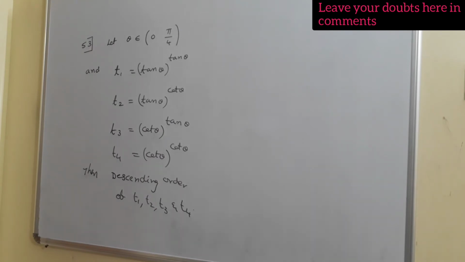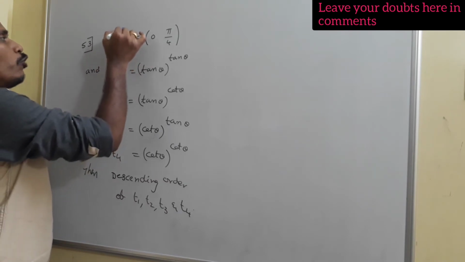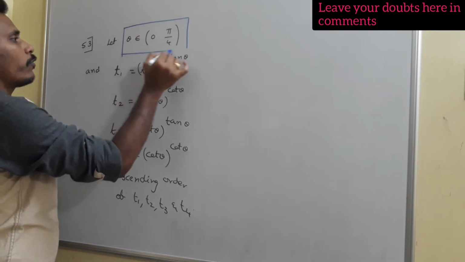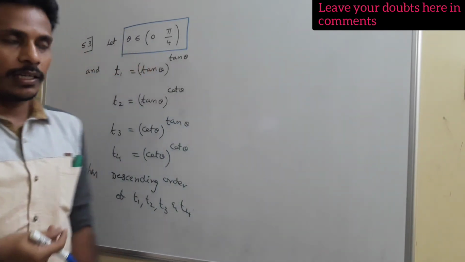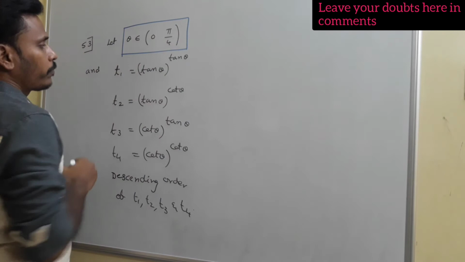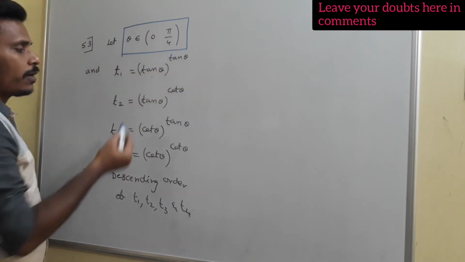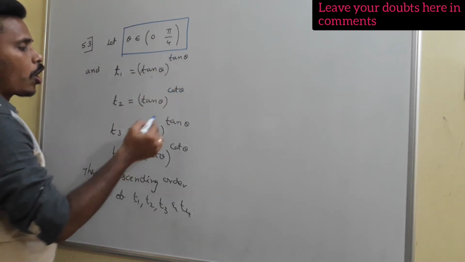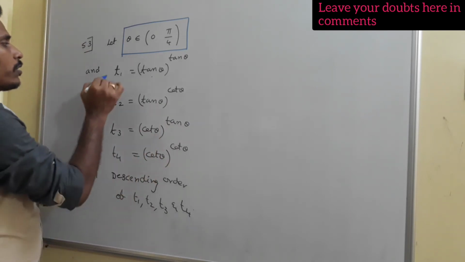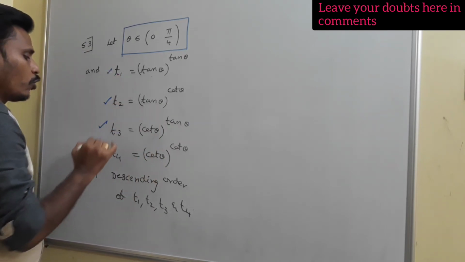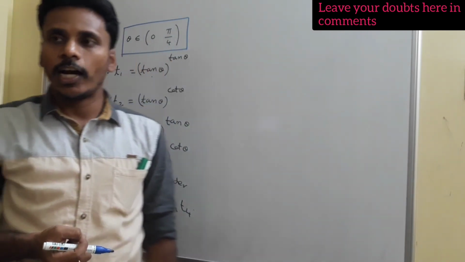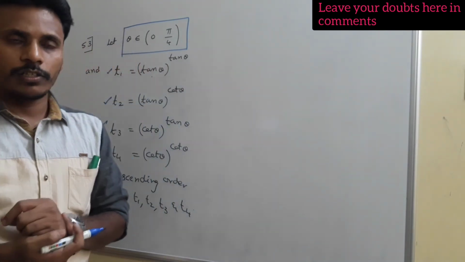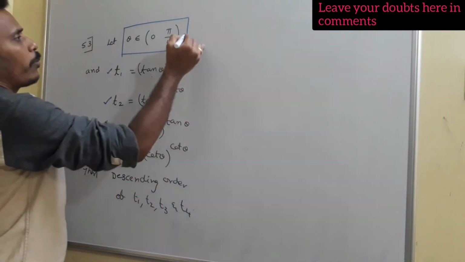Just look at the next problem. Problem 53. Theta values are in the range of 0 to pi by 4, so theta is an angle from 0 degrees to 45 degrees. Now we have tan theta power tan theta, tan theta power cot theta, cot theta power tan theta, cot theta power cot theta. We have 4 numbers, T1, T2, T3, T4. We need to arrange them in descending order, in the sense largest to smallest. Now you just think about it.